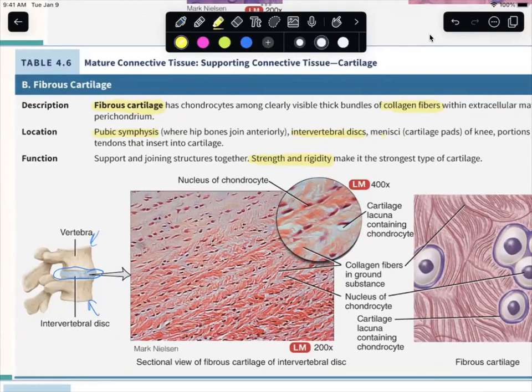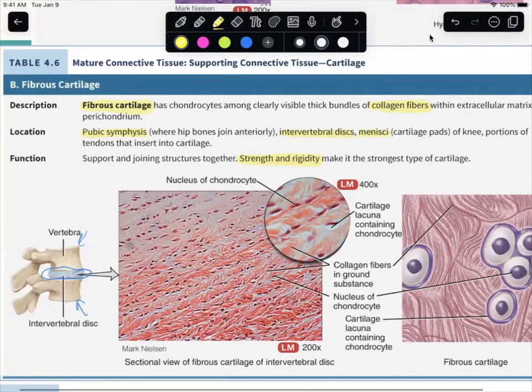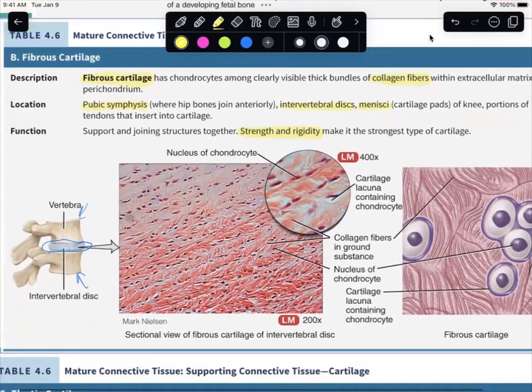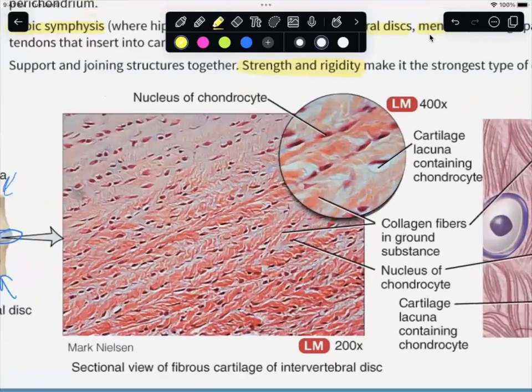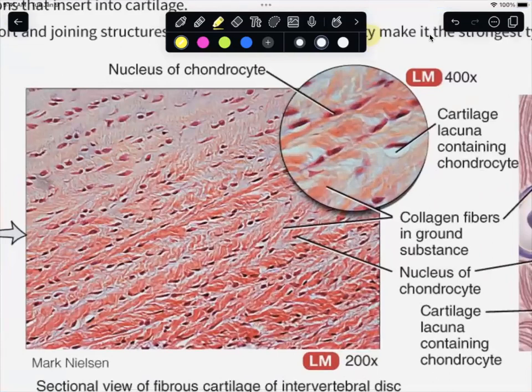Menisci are in your knees. They help cushion your knees and help the two main bones that form your knees fit together well. I say this isn't the best picture because you can't see those chondrocytes really well. We'll look at some other ones in lab, and those are the ones that I will test you on.